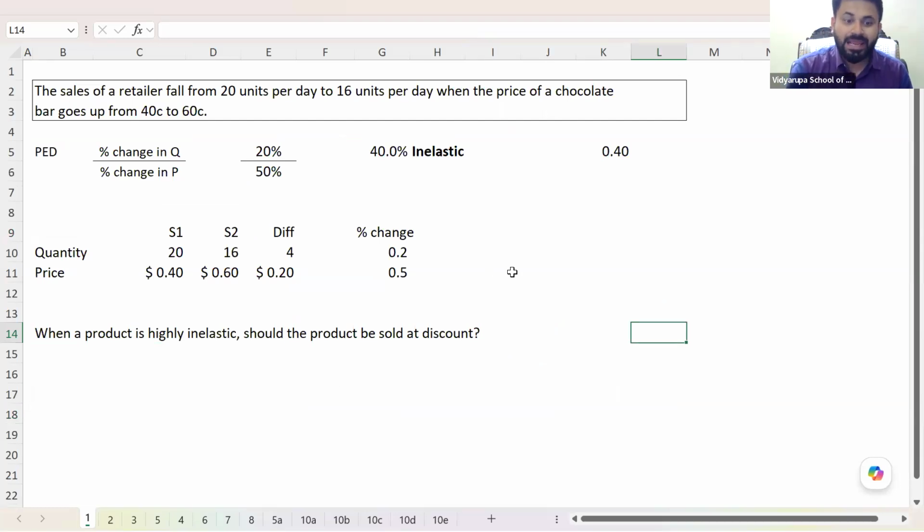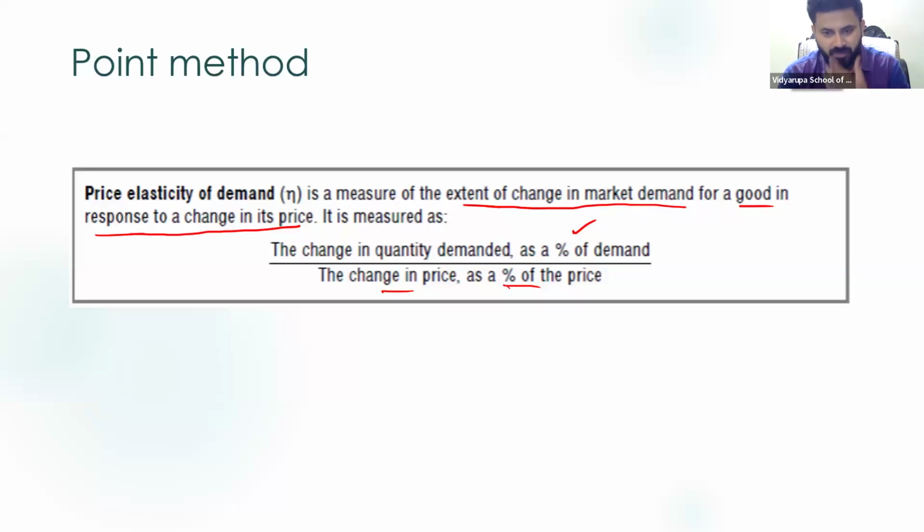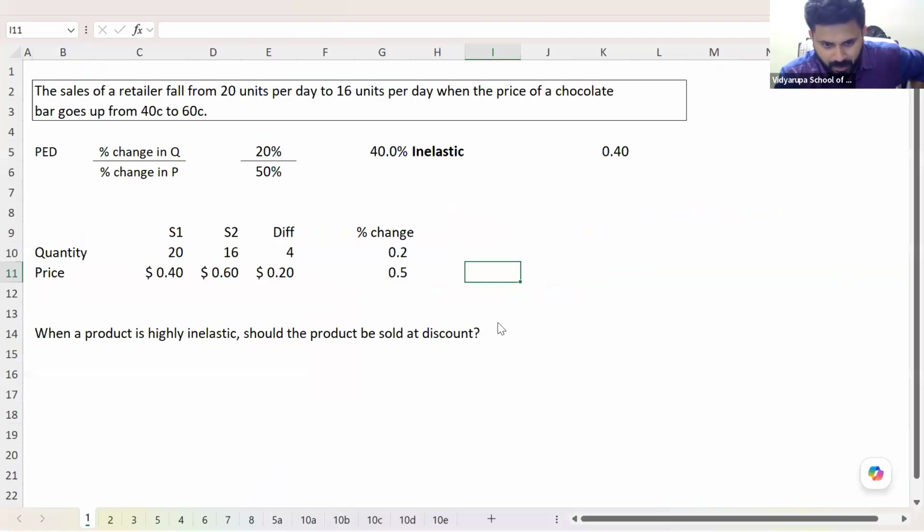If you see that a product is highly inelastic in nature, should we sell that item at a discount? What do you think? Remember, when should we sell an item at a discount, it's a pricing decision. It basically affects our pricing, right? So if an item is highly inelastic, should we sell it at a discount? Give me a yes or no. Simple question.